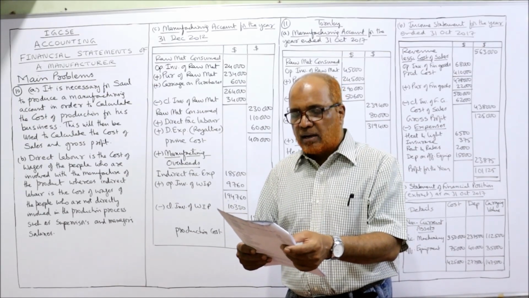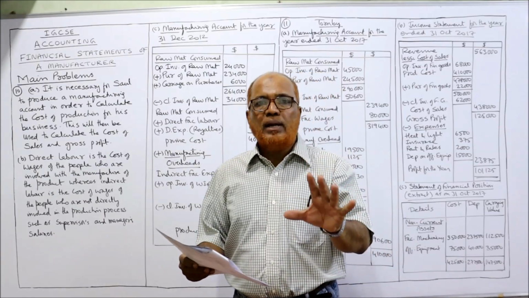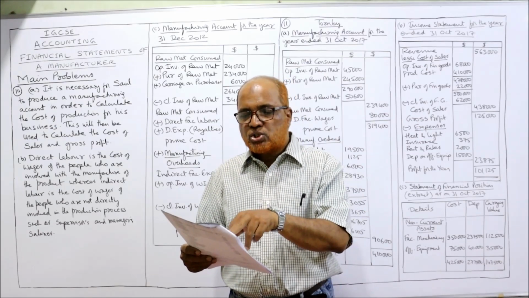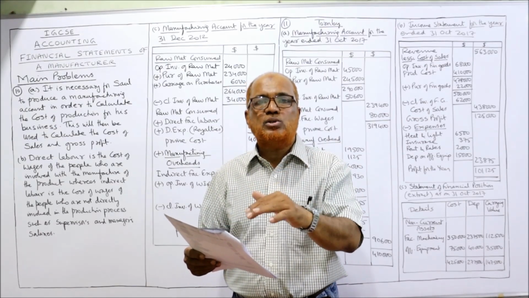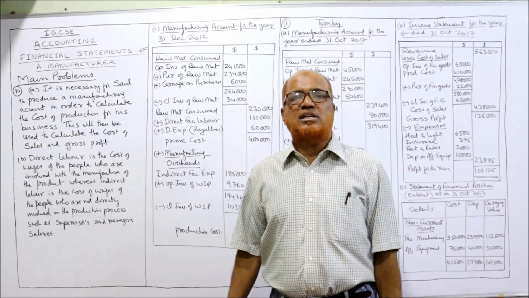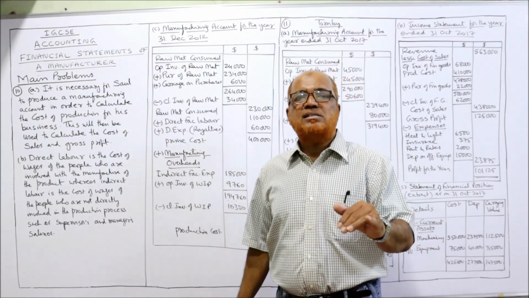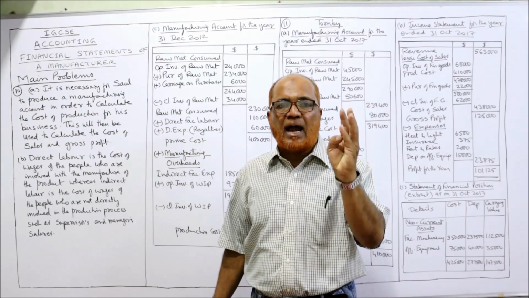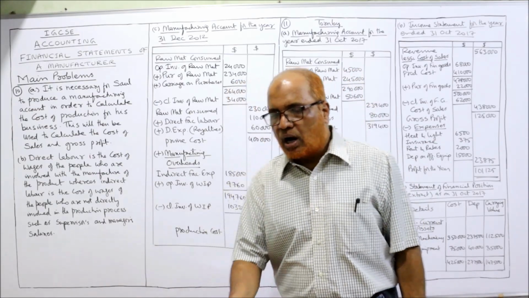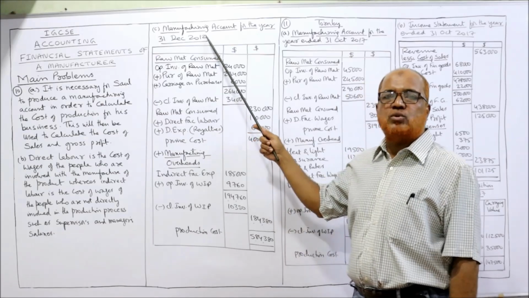Select the relevant figures and prepare the manufacturing account for the year ended 31st December 2012. Only the manufacturing account, no need of the income statement. So the stock of finished goods, opening and closing, is not required. Stock of finished goods will be taken in the income statement, not in the manufacturing account. So in the manufacturing account, we consider the inventory of raw material and the inventory of work in progress. That's it. So how to make the manufacturing account? See carefully here. Manufacturing account for the year ended 31st December 2012.